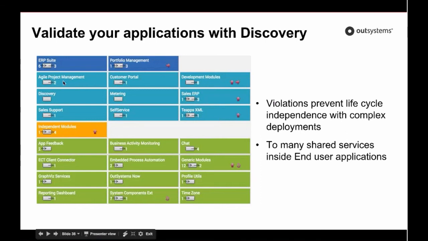If you look at the canvas, this is from Discovery. If you look at the canvas, you can easily spot what are the violations that you have. For instance, in this example, it becomes obvious that you don't have enough core applications, which typically means that the services are being provided everywhere on the end user modules, on end user applications. So this is an obvious sign that we need to analyze what is being consumed in these applications and extract new core applications.